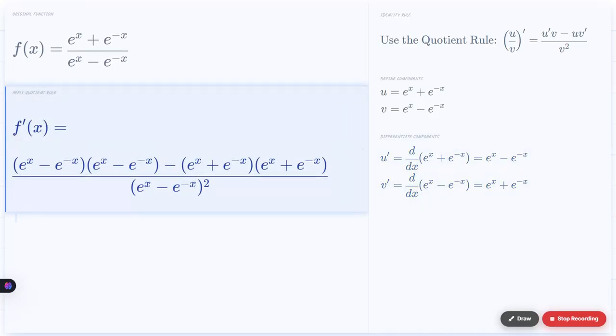We put our pieces into the quotient rule formula. We do this to build the new equation for f prime of x. The rule says we take u prime times v minus u times v prime and divide it by v squared.